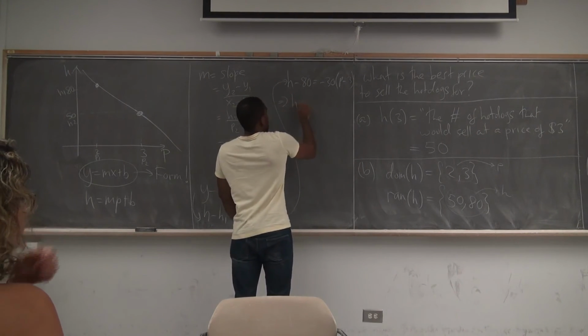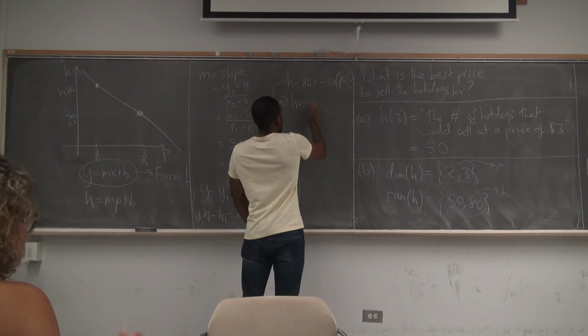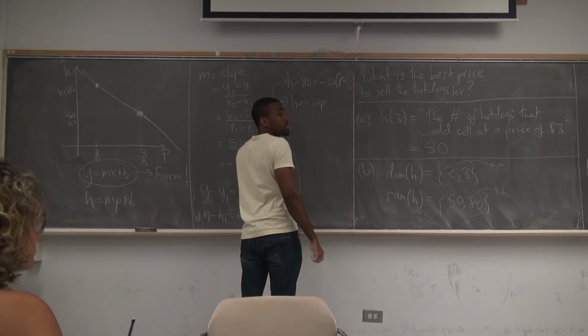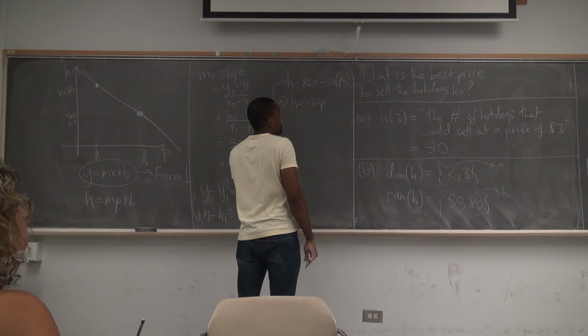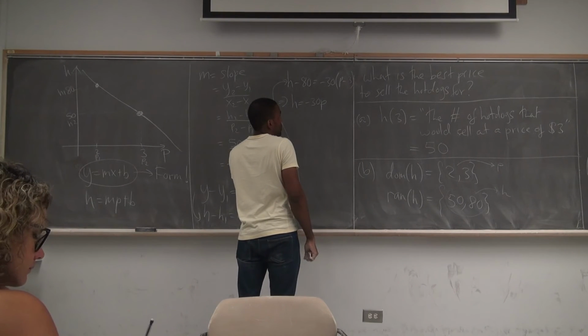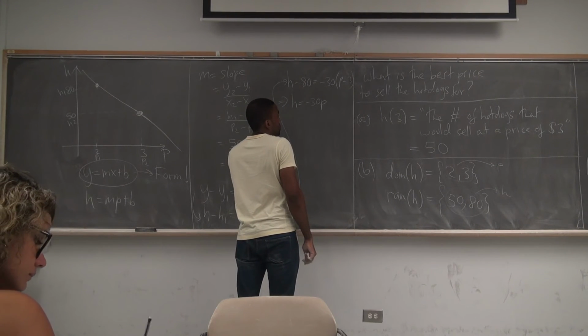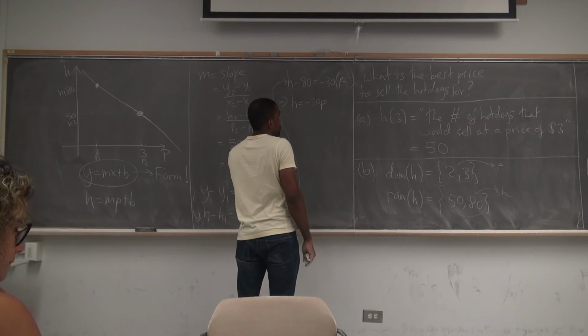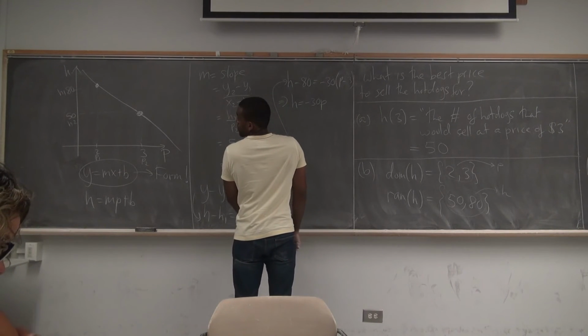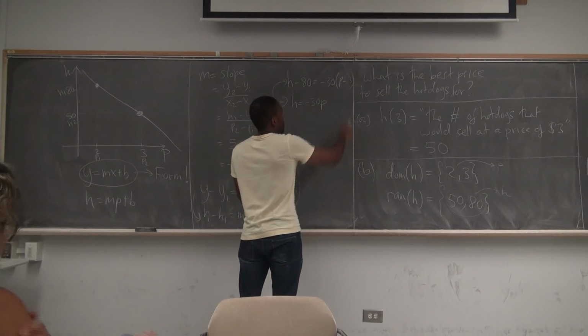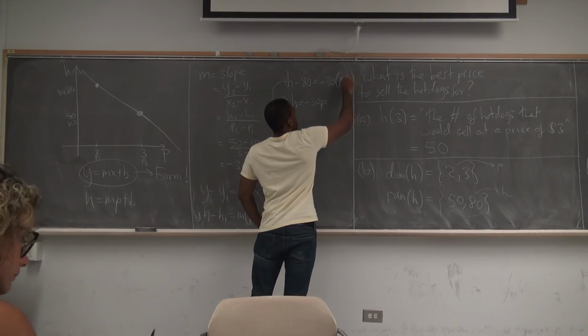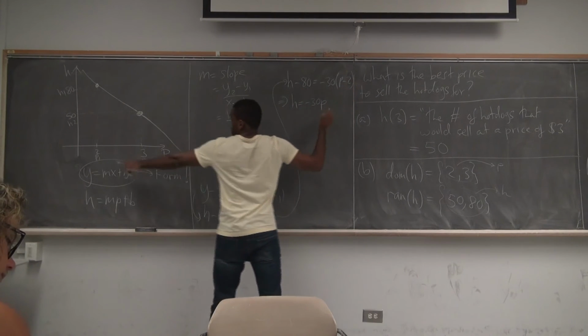This means that my h is equal to what? Minus 30p. What would that be? No, that was actually 2. Right, 2 corresponding to 80.